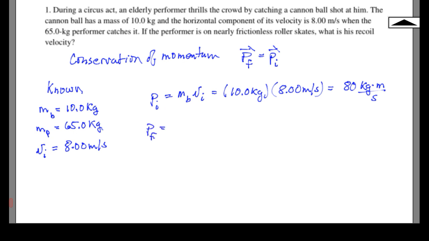Our final momentum is the combined object of the ball and the performer. So that's the mass of the ball plus the mass of the performer, and we multiply it by our final velocity of the combined object, which is the ball and the performer together. So we can substitute in some numbers. We can substitute in the mass of the ball and the mass of the performer, and that gives us a total of 75 kilograms. And we don't know what the final velocity, the final speed is.